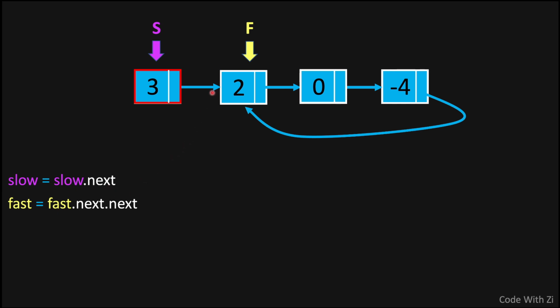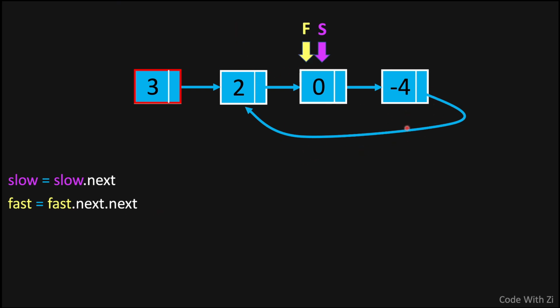So we are in the loop. We're going to check if fast and slow are pointing to the same thing. Nope. All right. So slow is equal to slow.next like so. And fast is equal to fast.next.next like so. All right. Again, we're going to check if they're pointing to the same thing. Clearly, they're not pointing to the same thing. So again, slow is equal to slow.next. Fast is equal to fast.next.next like so.